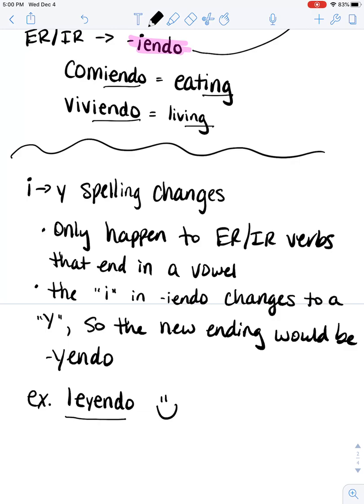The meaning of leyendo would be reading. All right. If you said yo estoy leyendo, you'd be saying I am reading.